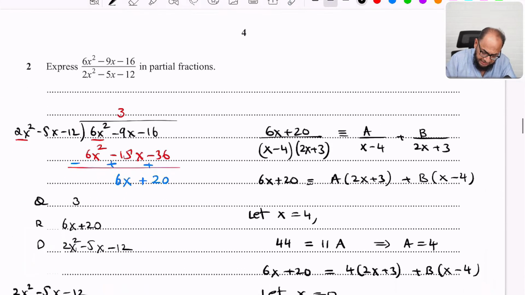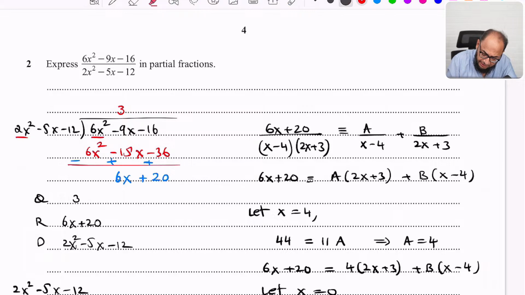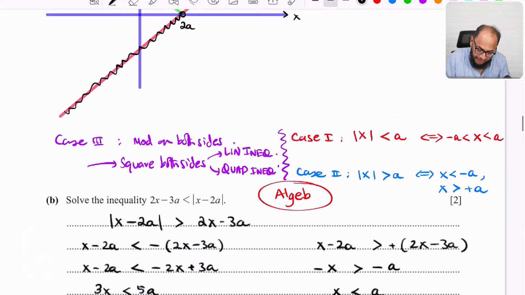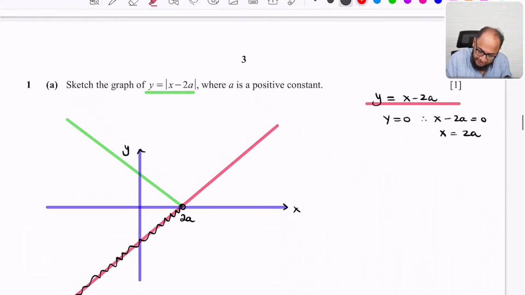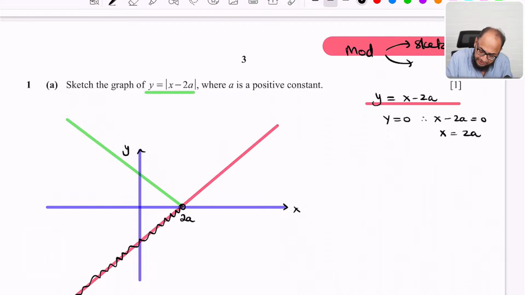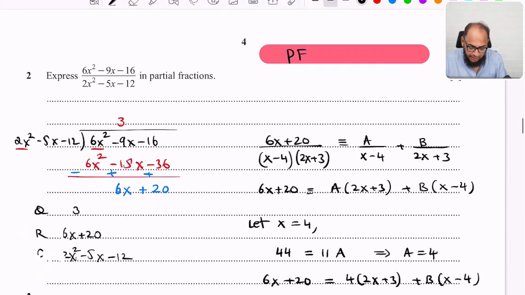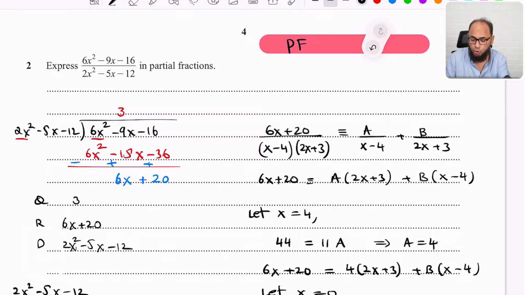Question number 2. Now this is partial fractions. So let me just highlight this over here. So this is partial fractions. And over here, this one is modulus. And this is sketch. And this is what you call inequality. So now over here, what is the first thing? My question to you people who are watching this live, what is the first thing that you should observe when you come across a question of modulus inequality?